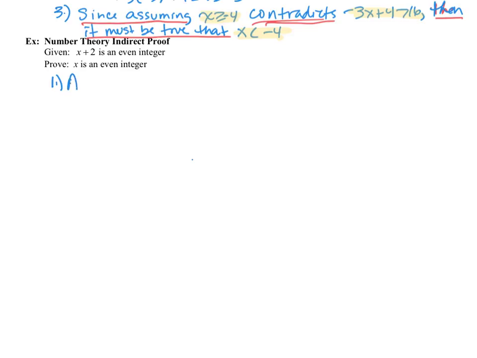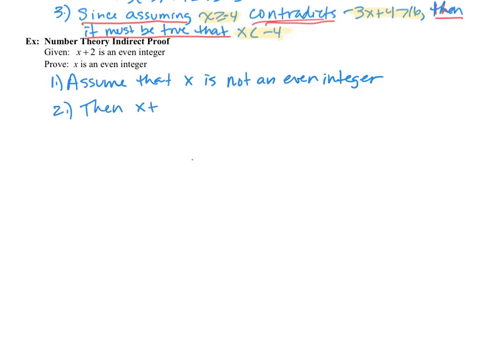So we are going to assume that x is not an even integer. Well, if that were the case, picture a number line in your mind. If x is not an even integer, that means it's odd, then x plus 2 would have to be odd. Then x plus 2 is odd.